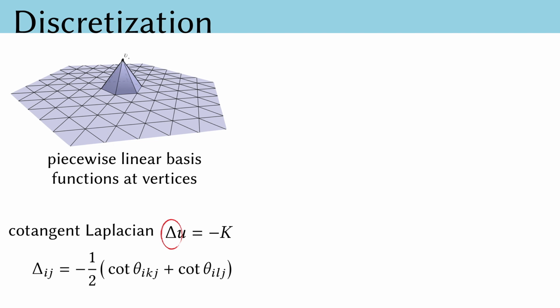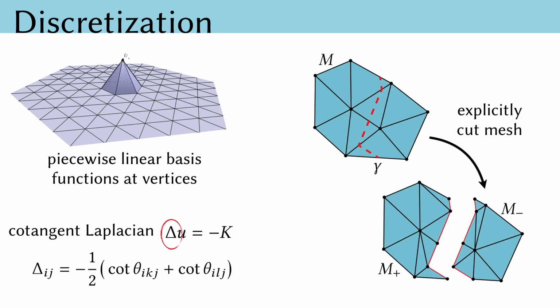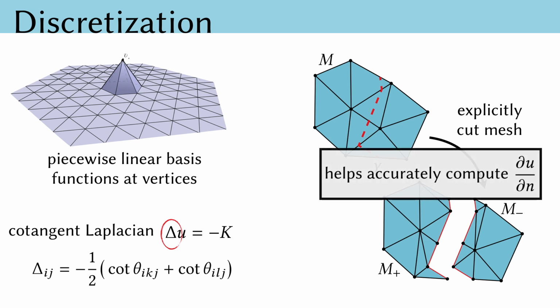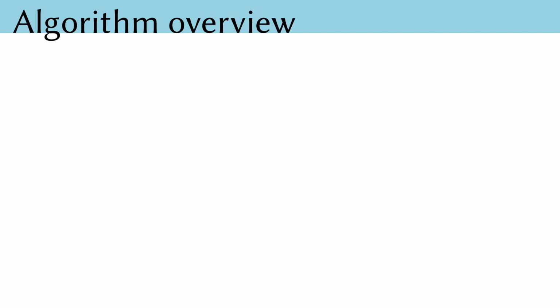One interesting challenge that arises in our case is that we need to solve these Poisson problems on various cut versions of the input mesh. To evaluate these systems, we explicitly cut the input mesh and temporarily construct new meshes with boundary introduced along the cut, on which we solve these Poisson problems. This is important to accurately estimate the partial derivative at the boundary, which is a key component of our flow. We found that simply using finite differences was not sufficiently accurate.